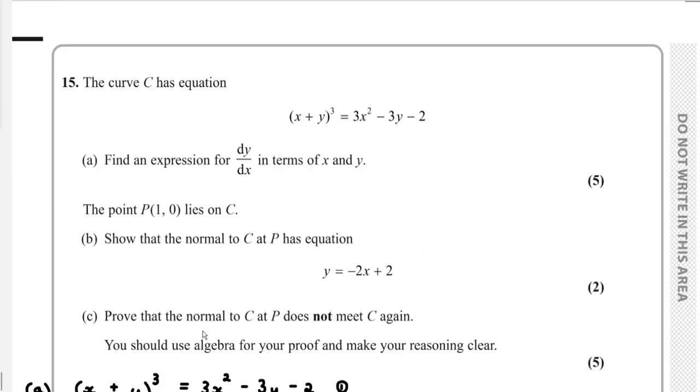Part C. Prove that the normal to C at P does not meet C again. You should use algebra for your proof and make your reasoning clear. Here we have the equation of the normal to C at P, and here we've got the curve C. We need to substitute this into this. In other words, substitute equation 2 into equation 1.